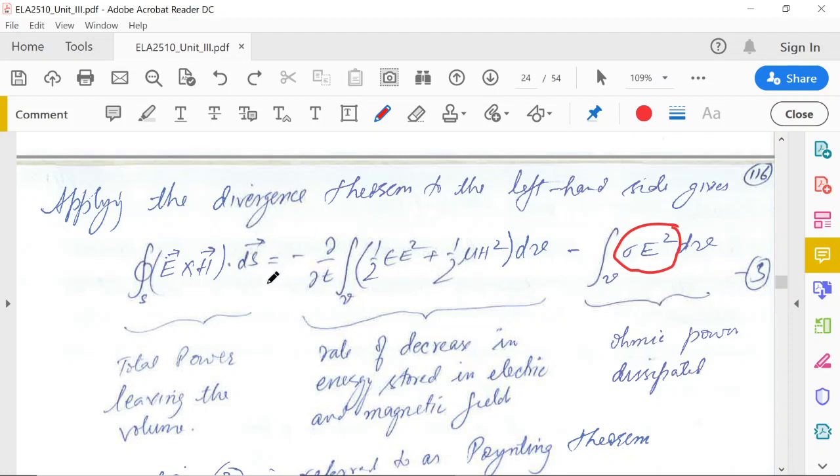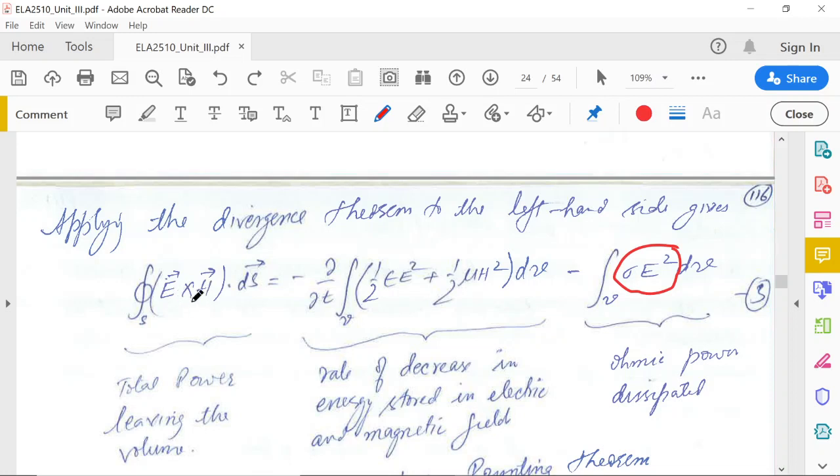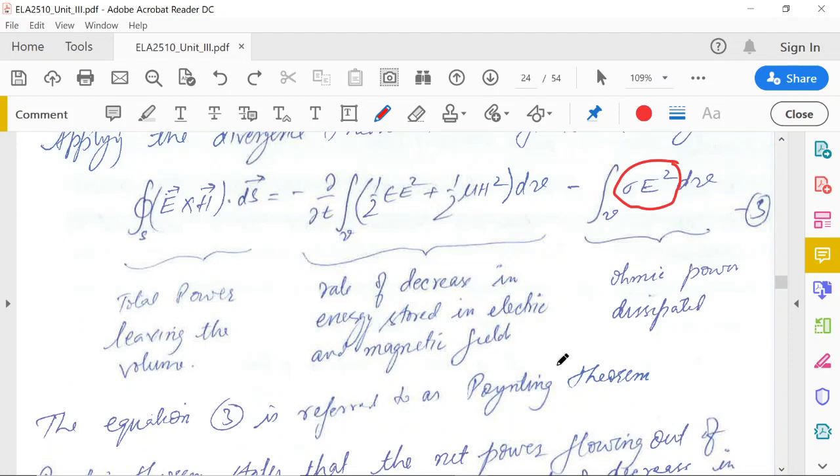Then this total power will now equal the rate of decrease in the energy stored in the electric field minus the ohmic power dissipated. So if you compute E cross H, with electric field and magnetic field, and you take the cross product and then integrate over this closed surface ds, that will give you the total power leaving the volume. That is the power which is decreased in association with the electromagnetic field in the given volume, and the power which is lost in the medium.